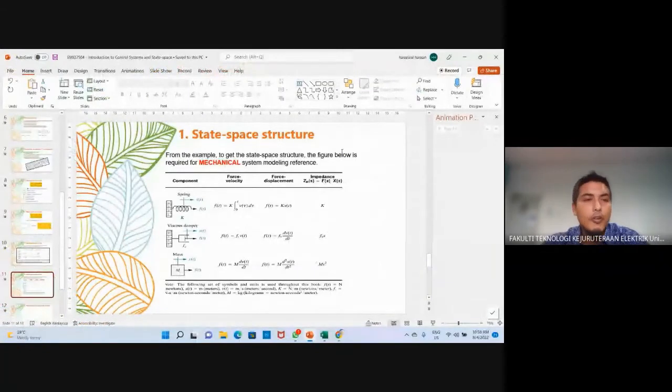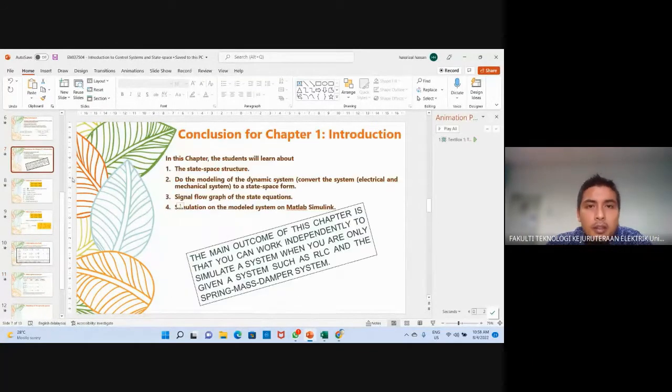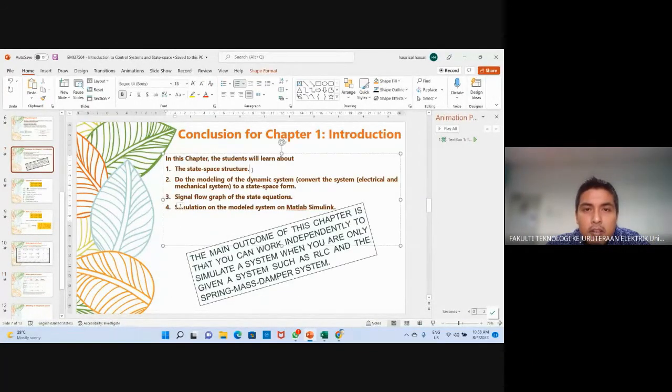Okay, so these are the remarks, that you already understand the state space structure here. I would like to highlight that if you can understand this one, I believe you can do the modeling of the dynamic system in the second part.